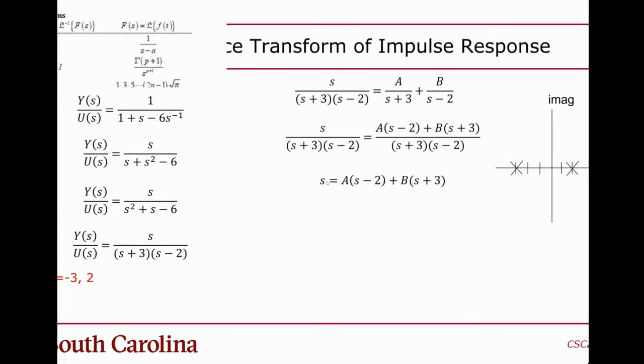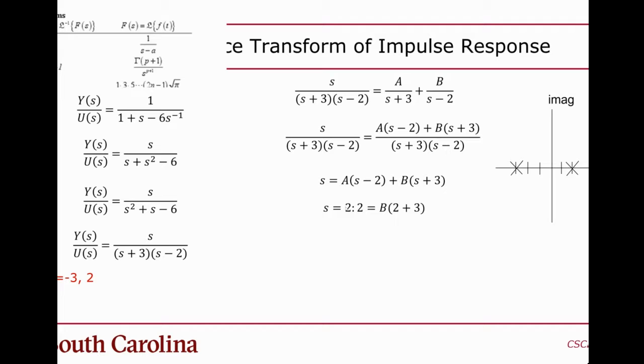Okay, so that means that this gives us the same denominator on both sides of the equation, so we can just multiply both sides of the equation by that denominator, and we're left with s equals a times (s minus 2) plus b times (s plus 3). So if we can solve for a and b, then we'll be able to decompose the function. But it's a problem because we have two variables and only one equation. So how do we fix that?